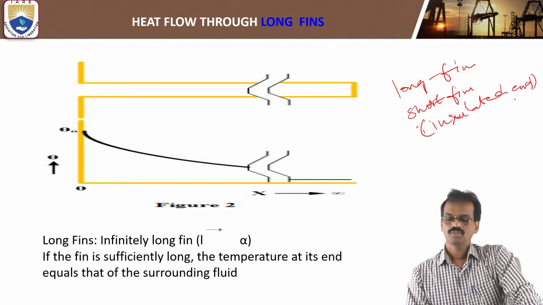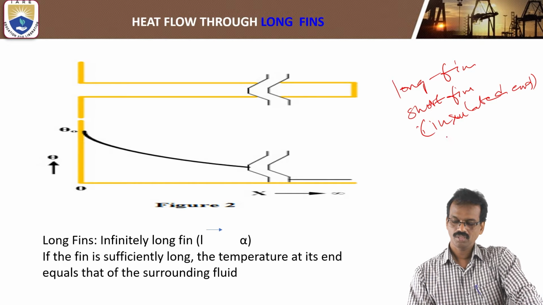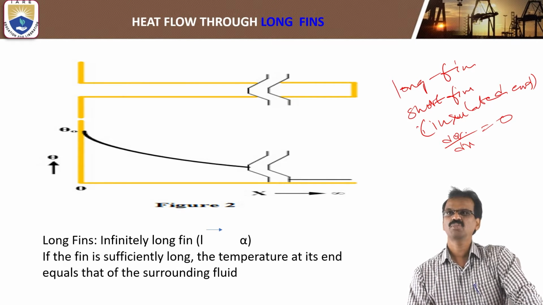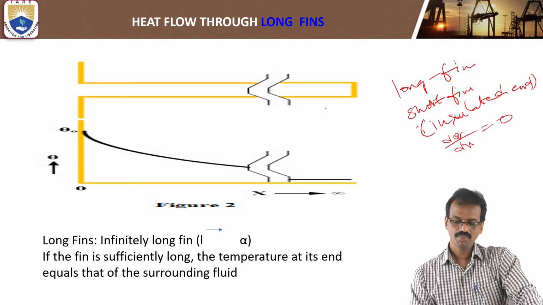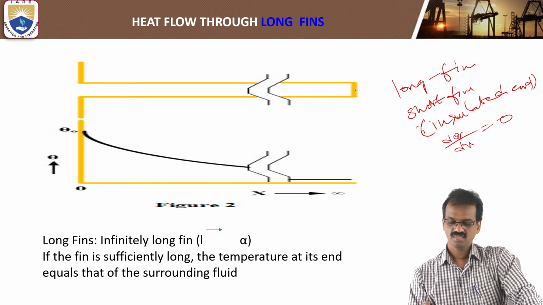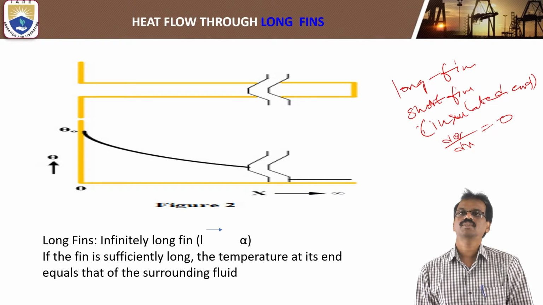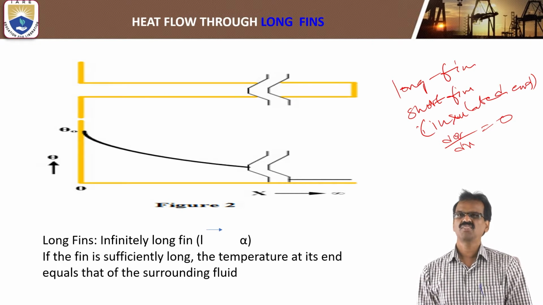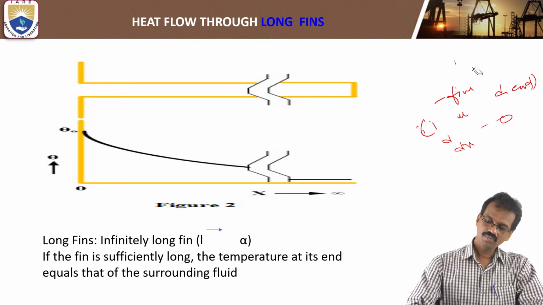At the end of the short pin, the rate of heat transfer does not take place with respect to x, so this value is equal to 0. That is the boundary condition. The third one is convection at the end. At the end of the pin, heat transfer by convection is equal to heat transfer by conduction. That is the principle. We will see that one. First of all, we will see the long fin.